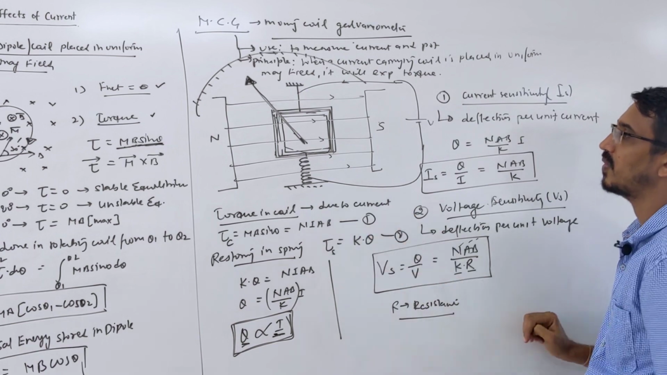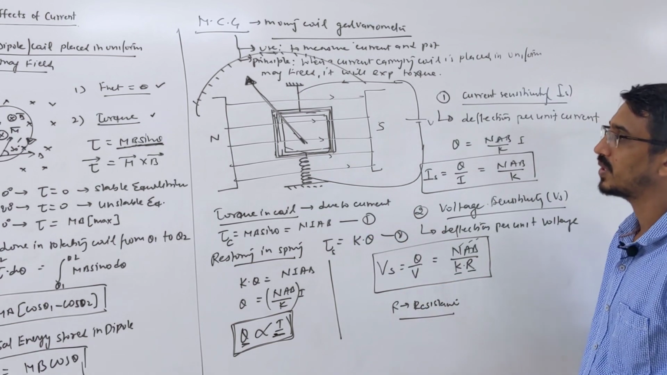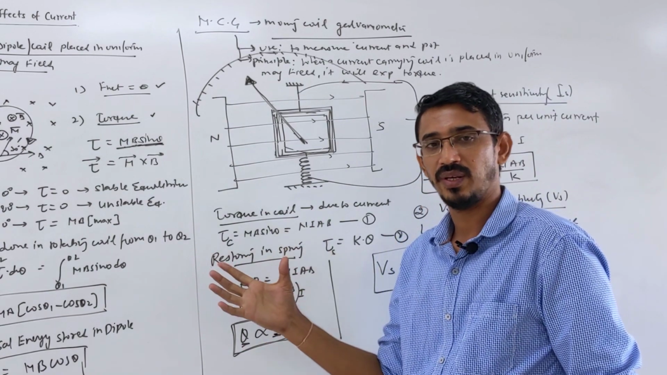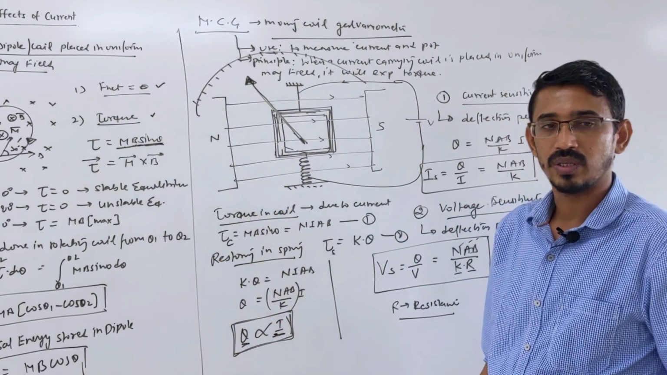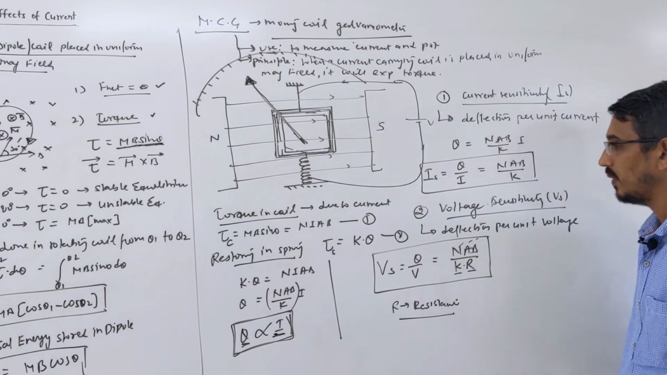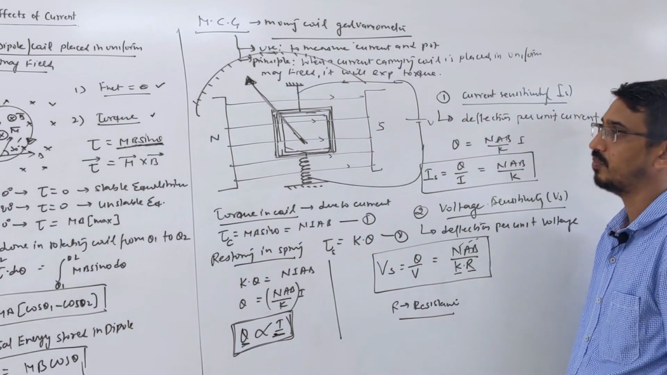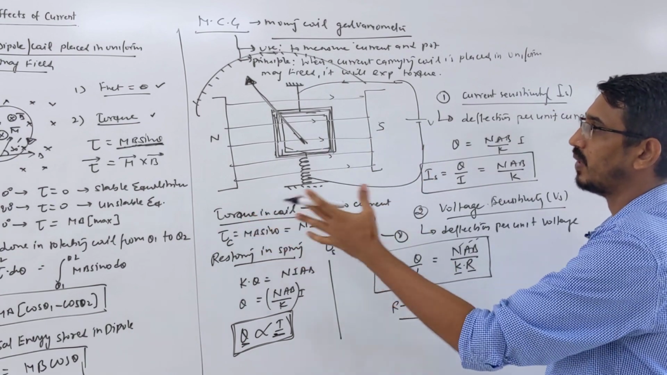So this is a simple working of the galvanometer, based on the principle that when a current carrying coil is placed inside a magnetic field, it will experience torque. Now what we will do, we will see some numericals on this part, mainly the magnetic moment and torque.